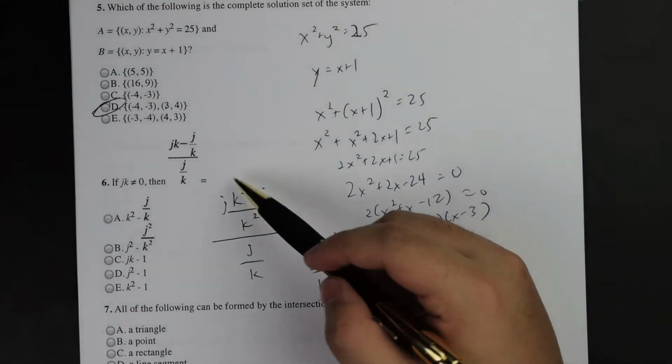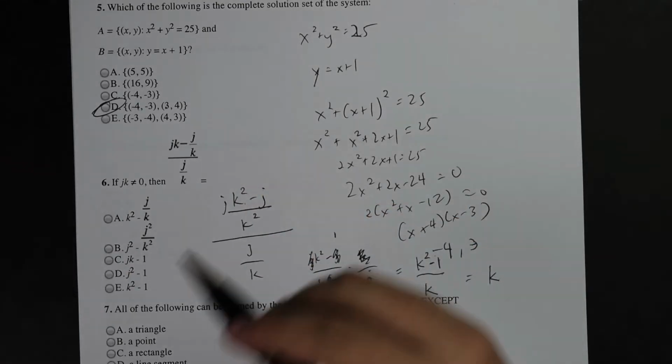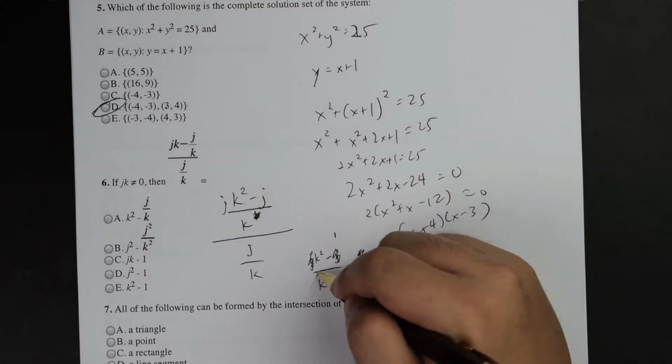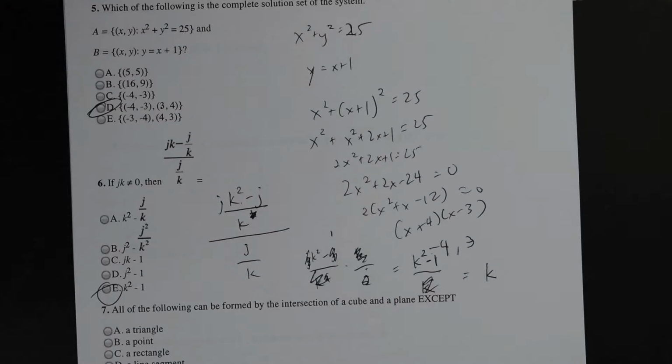Let's see. Backtrack my work. Okay. Oh, whoops. Okay. So for number 6, my final answer is E. And now I'm going to explain to you how I was able to get to this answer.